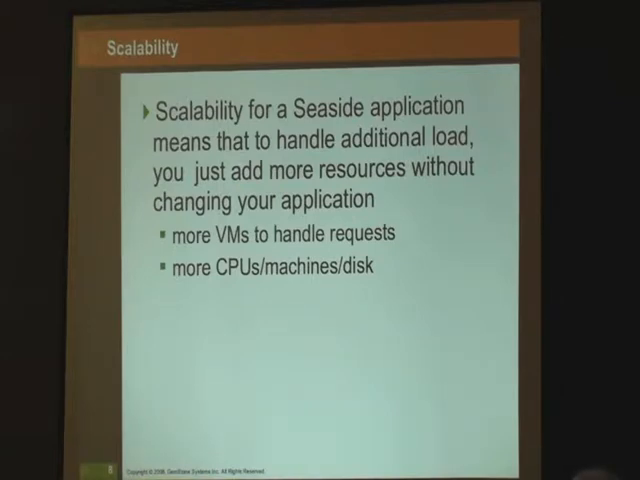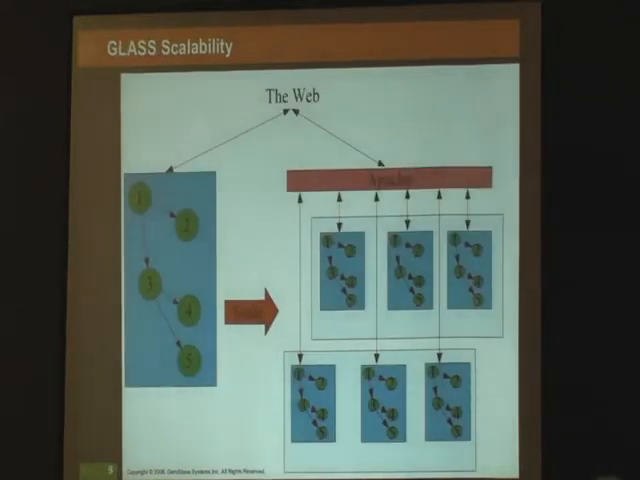When you look at scalability, persistence is a single VM issue, but scalability is a multiple VM issue. Scalability for a Seaside app means being able to handle additional load by adding additional resources without having to change your application. That means more VMs to handle more requests, more CPUs, more machines, more disk to ramp up and meet demand. The approach we'd like is to go from a single VM Seaside application and scale it up to multiple instances running on multiple machines with Apache, and not have to change your application.